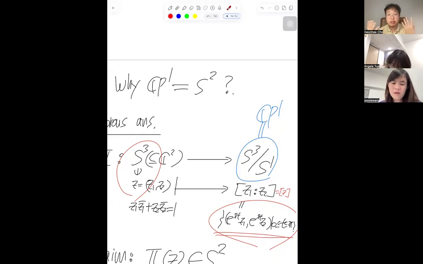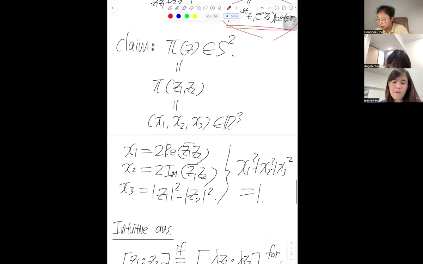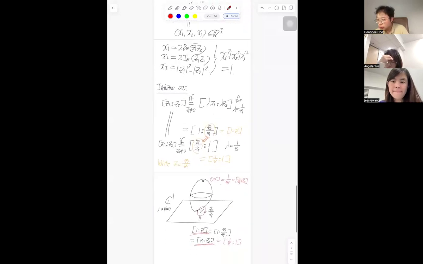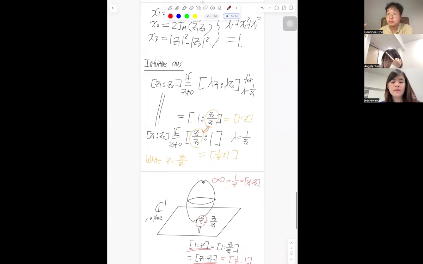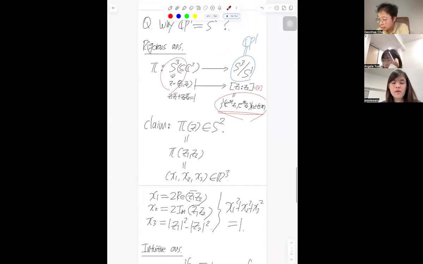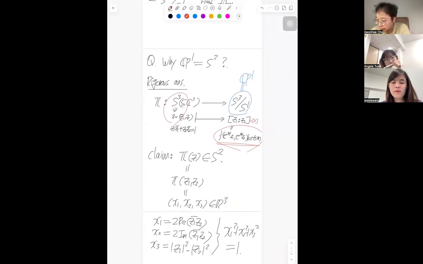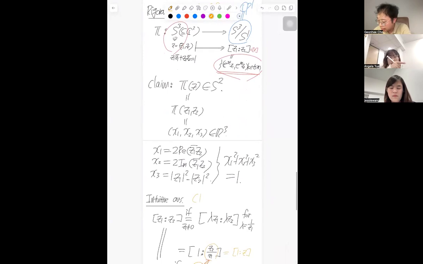I know this is heavy, and this part is the complete justification of why this is the case. The intuitive answer comes from the definition of CP1, and this is indeed coming from the map of the Hopf fibration. So it's even okay if you don't completely get it, you can keep asking. It's completely fine. Hopf fibration, just by definition of CP1.